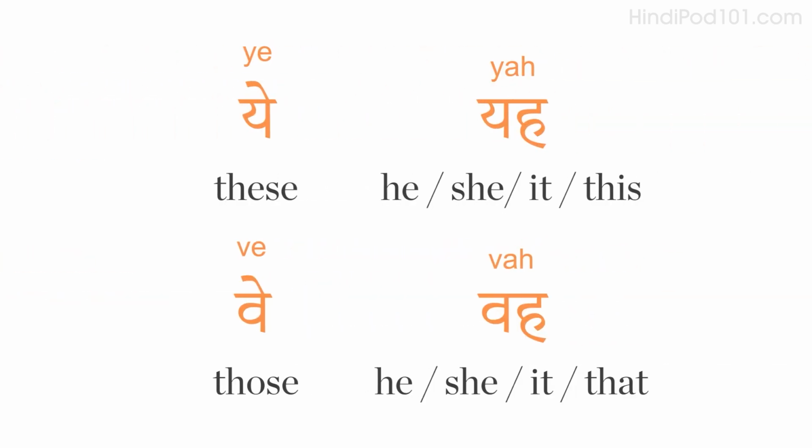Let's check the third person singular now. For he, she, it, this, we use ye. And for he, she, it, that, we use veh. The plural will be ye for these and veh for those. So, how about we try and make some sentences now?